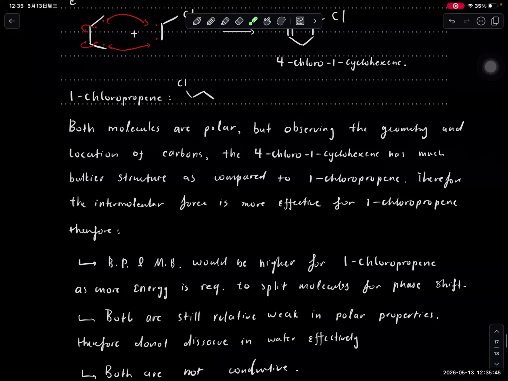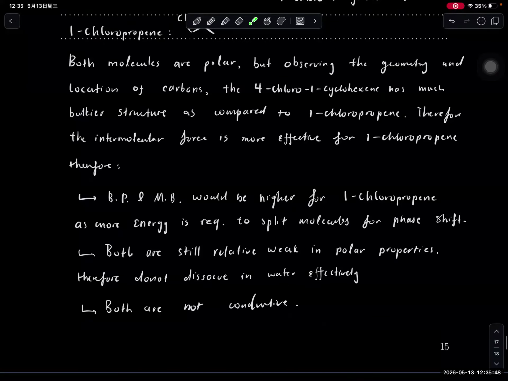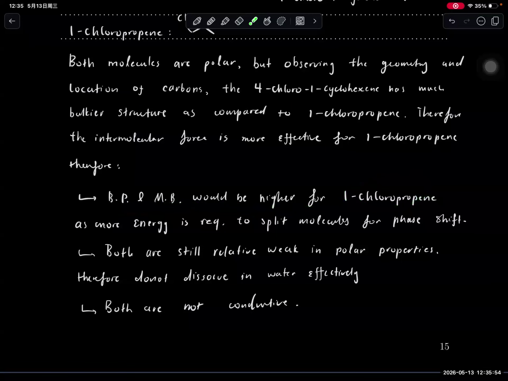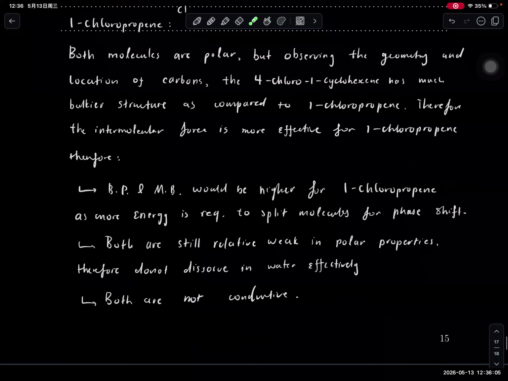They're just pretty much non-polar. The melting point and boiling point would be higher for this one because it's a less bulky structure, so more energy is required. Both are still relatively weak in polar properties, so they do not dissolve in water, both of them. Both are not conductive too.